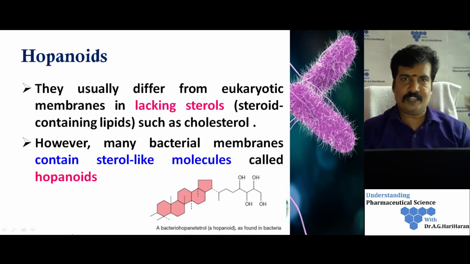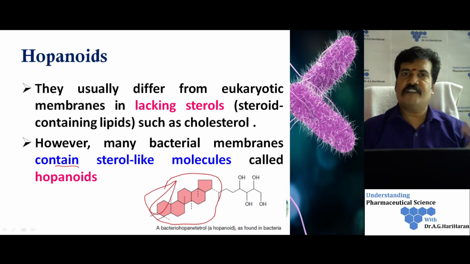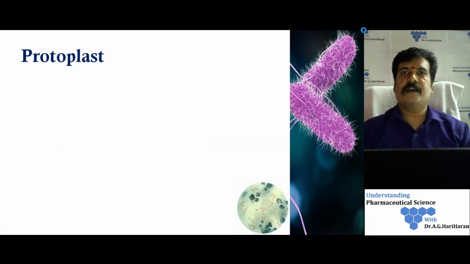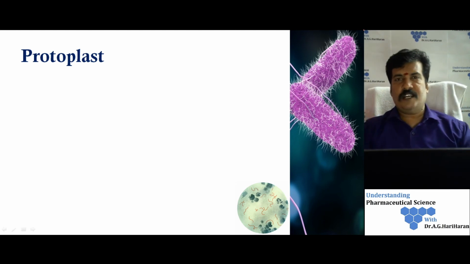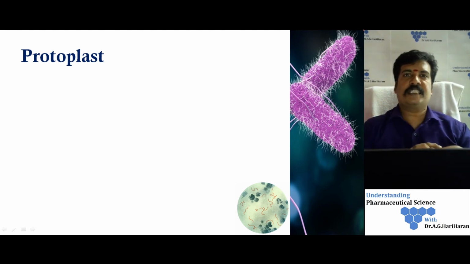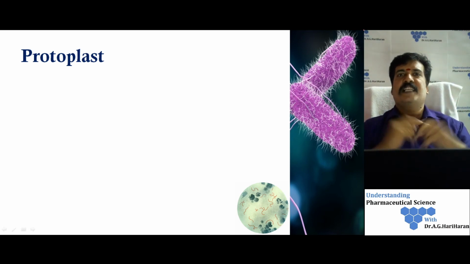So as you can see from this picture, the bacteriohopanetetrol will help in this activity, similar to cholesterol, to give rigidity to the cell membrane. So it carries a sterol ring structure. As you can see, the cycloperhydrophenanthrene ring will be present. So it will help in the rigidity of the cytoplasmic membrane.